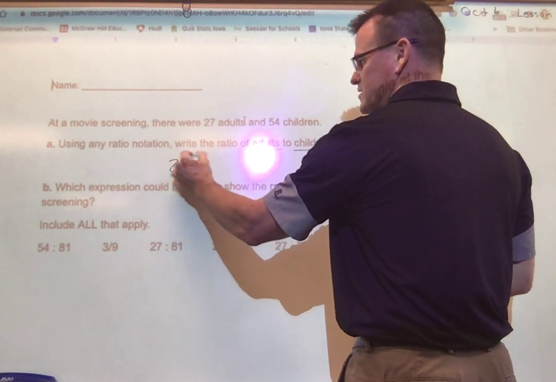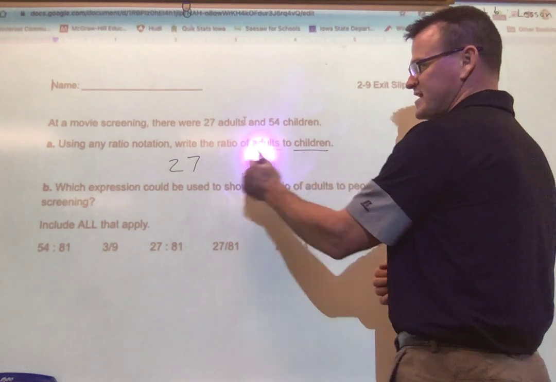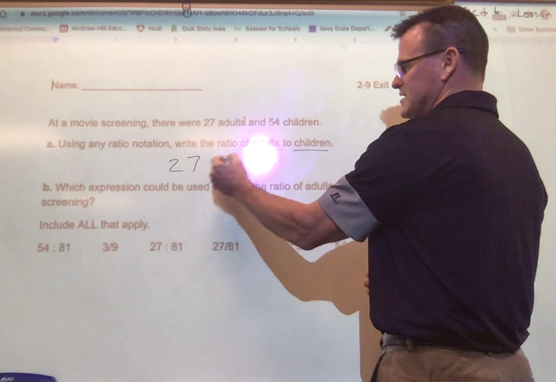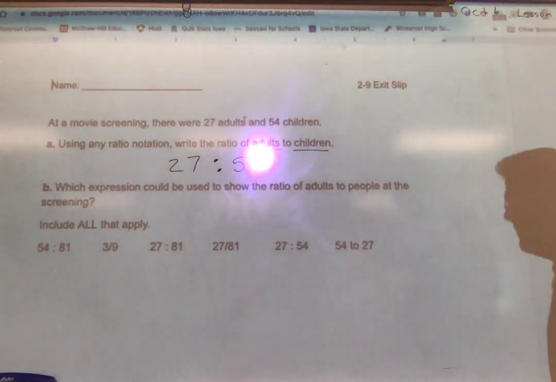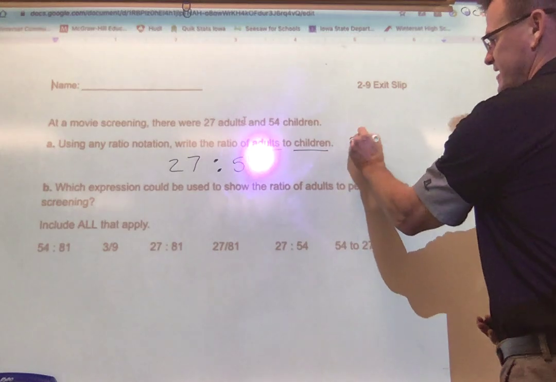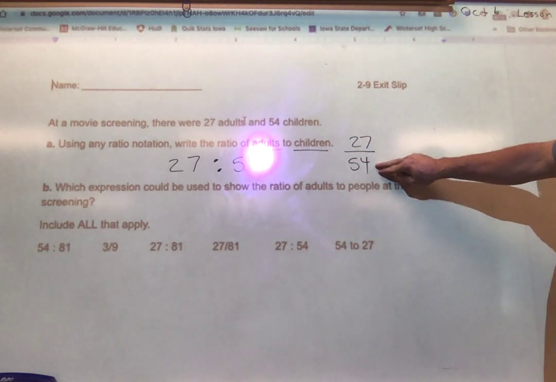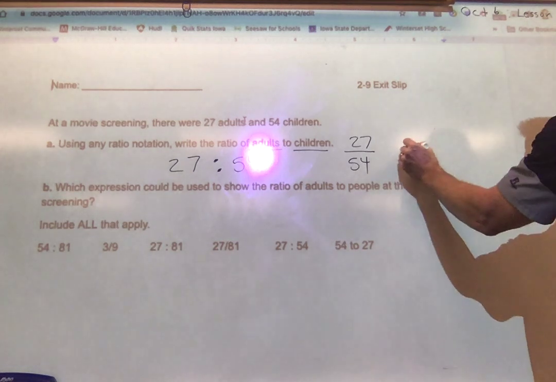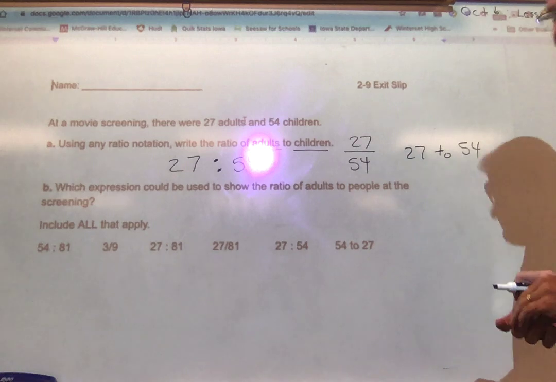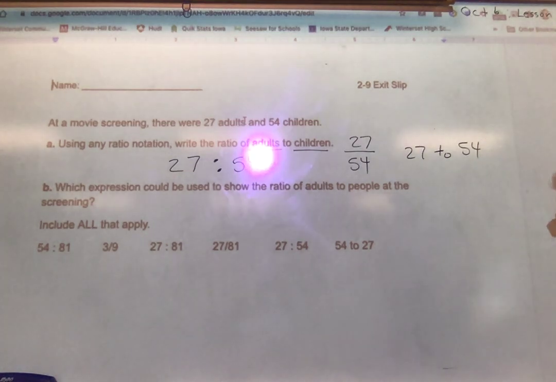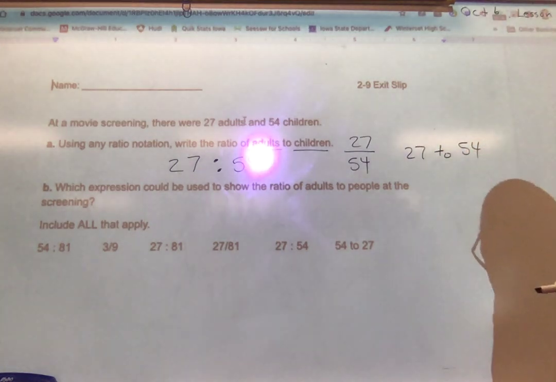So I'm going to use the new notation. Adults got to go first. Remember, we have to stay in order. So it's 27 adults to every 54 children. And we can use this colon here. Remember, we also could write it like a fraction and a 27 to 54 ratio. Or you could actually write the word to: 27 to 54. All of those would be correct. This is kind of the most common one you'll see most of the time with this new ratio notation.